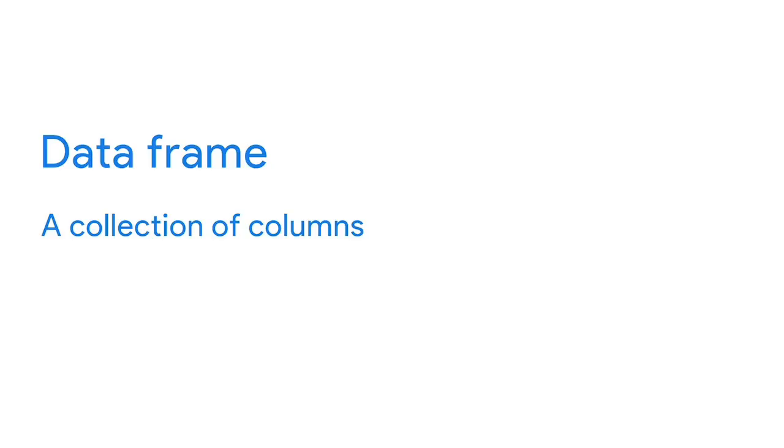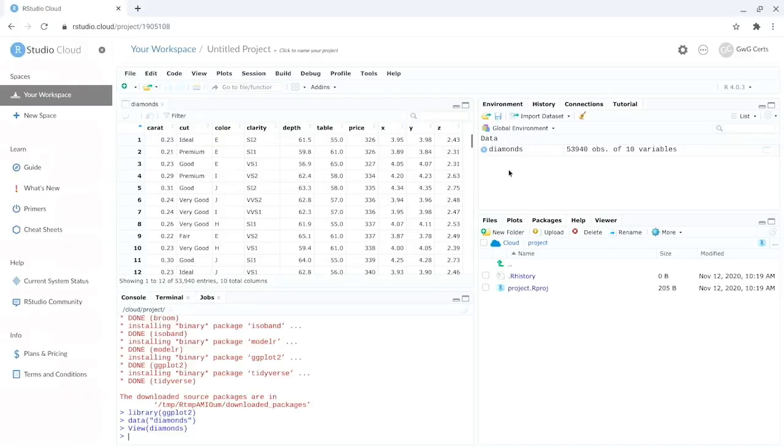First, let's talk about what a data frame is. A data frame is a collection of columns. It's a lot like a spreadsheet or a SQL table. Here's an example of a data frame in R.